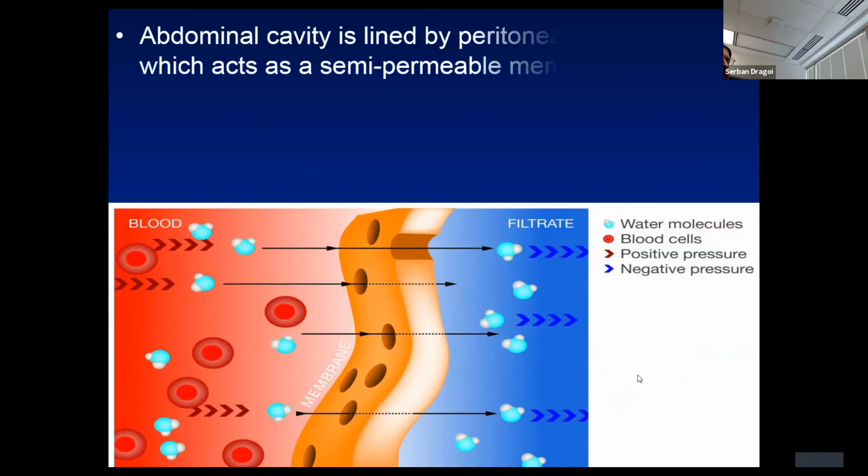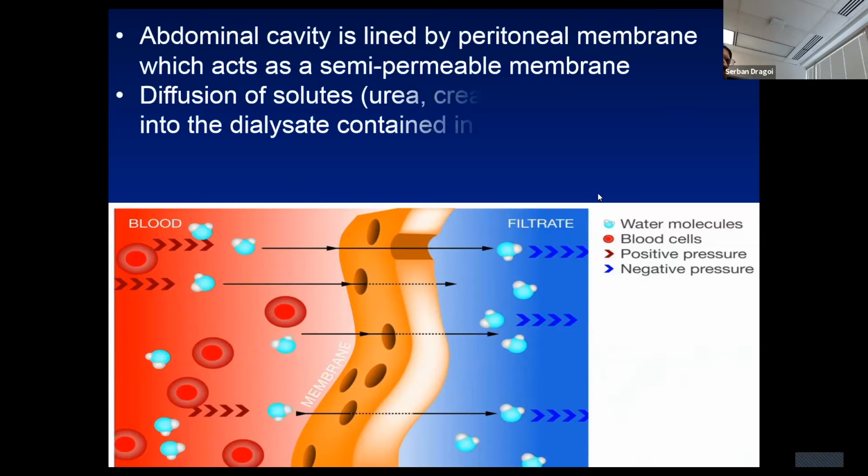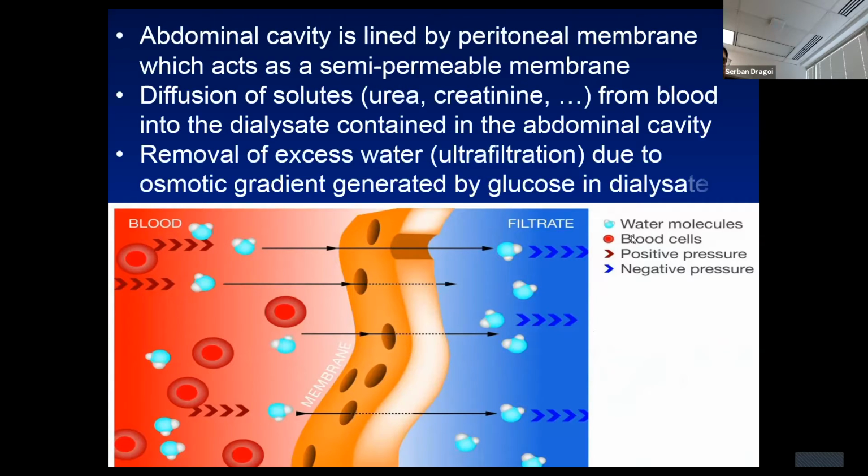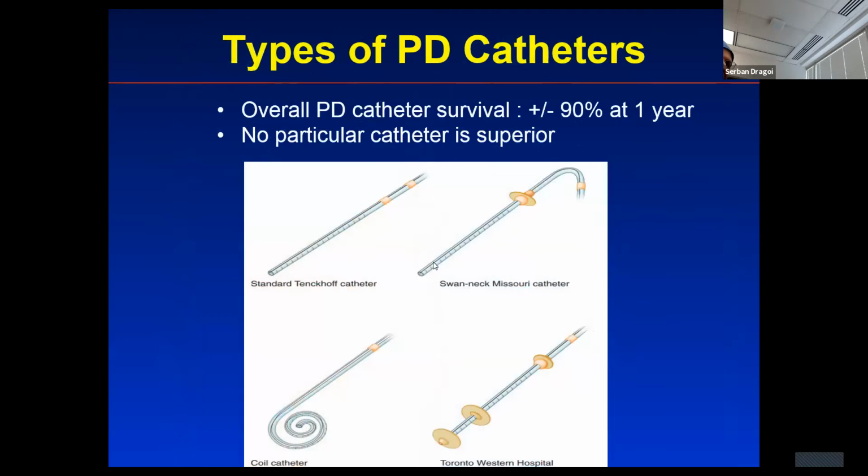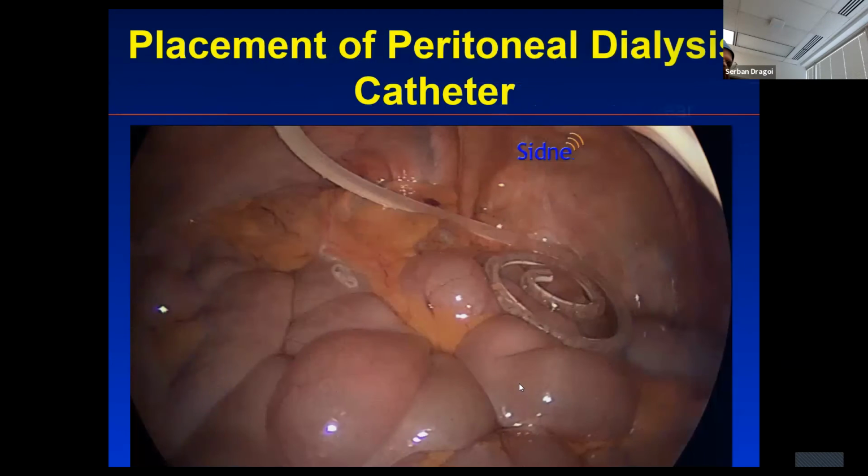So the abdominal, the visceral mesenteric area, the peritoneum, acts as a semi-permeable membrane. These are some types of PD catheter: the original Tenckhoff catheter, the coiled PD catheter, most commonly used. This is a swan neck Missouri catheter, and this is a Toronto Western Hospital catheter. This is a laparoscopic image during placement of the catheter.